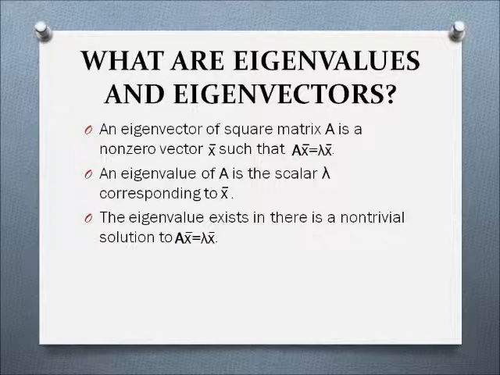So an eigenvector of a square matrix, and it is very important that your matrix must be a square matrix, is a non-zero vector x such that Ax is equal to lambda x, and the eigenvalue of A is the scalar lambda corresponding to x. Now note that the eigenvalue is only going to exist if there is a non-trivial solution to your equation Ax equals lambda x, because you can receive a trivial solution from any equation that you put forward just by making x equal to 0. And notice that we state that we are looking for a non-zero vector x.